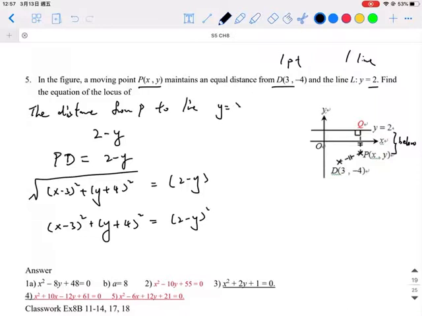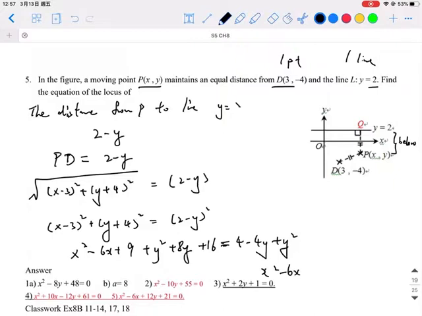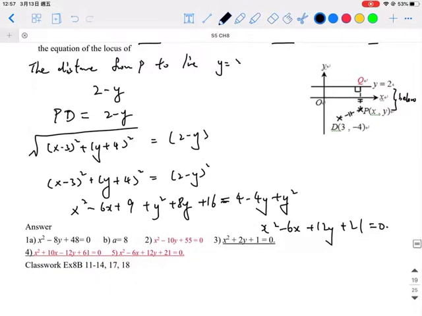And you can write down like this. So after simplifying, you can get the equation of the parabola: x squared minus 6x plus 12y plus 21 equal to 0. So that's the end of chapter 8, exercise 5.